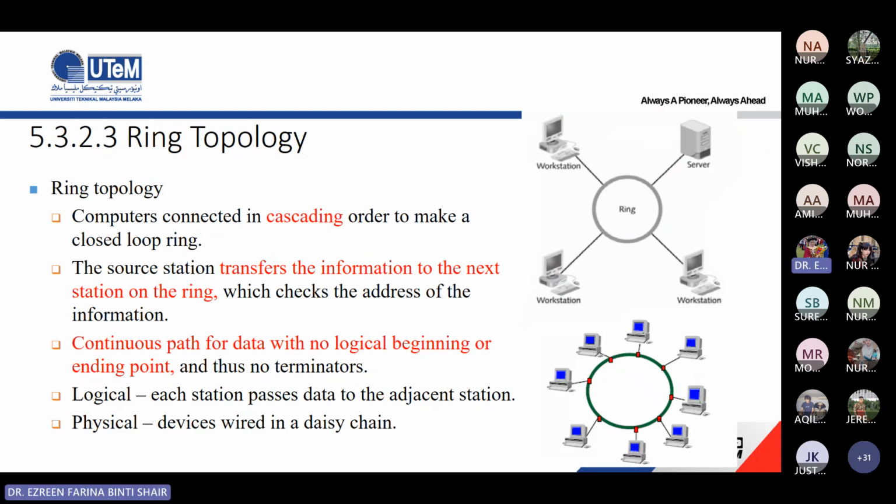Again, the next one is the ring topology. The connection looks like this. The middle part here actually looks like a ring, so that's why we call it the ring topology. The computers are connected in cascade to make a closed loop ring. The source station transfers the information to the next station, and so on.